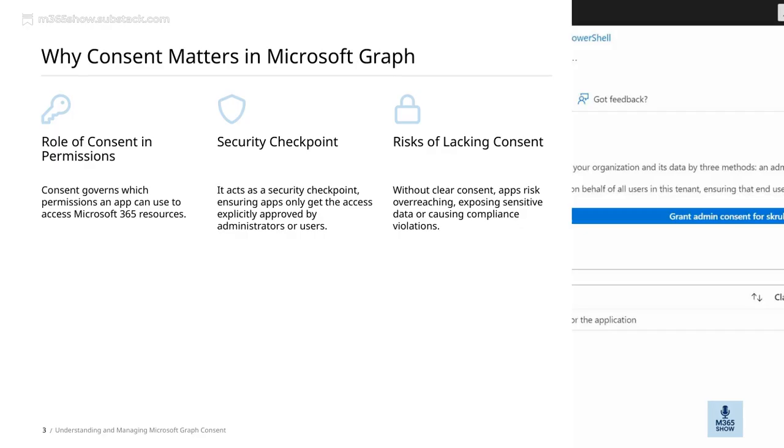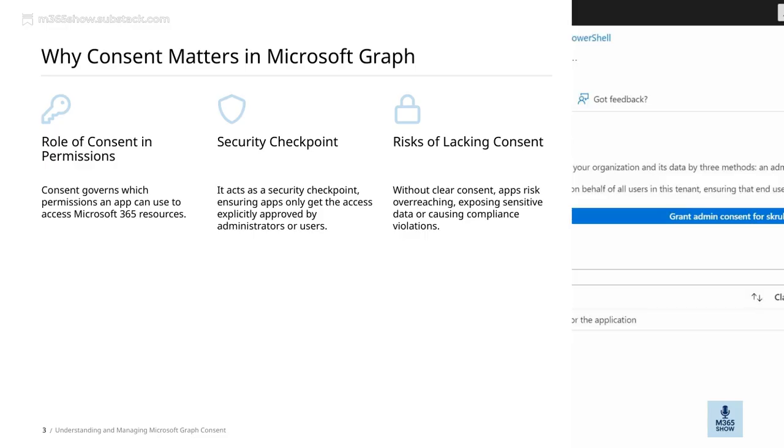Let's take a moment to understand why consent is so important in Microsoft Graph. Essentially, consent is about making sure that apps only access the data they've been explicitly allowed to. Without clear consent, there's a real risk that apps might overreach, accessing more information than they should, which can lead to exposing sensitive data or even violating compliance rules. Think of consent as a security checkpoint. It acts as a gatekeeper, ensuring that apps only gain the access that has been approved either by administrators or by users themselves. This way, we maintain control over what data is being accessed and prevent any unintended exposure.